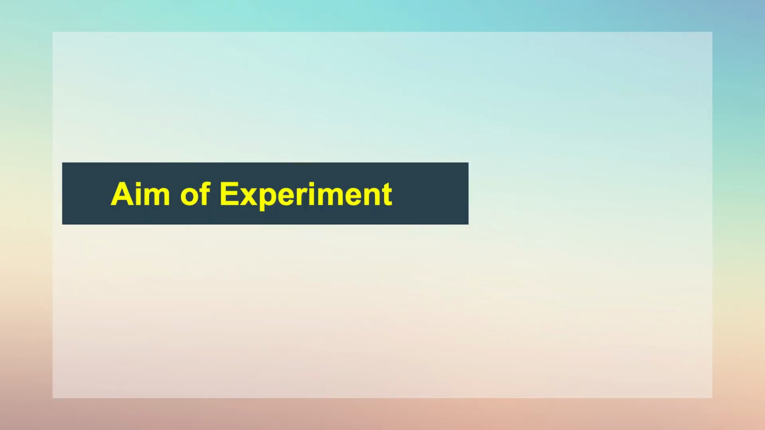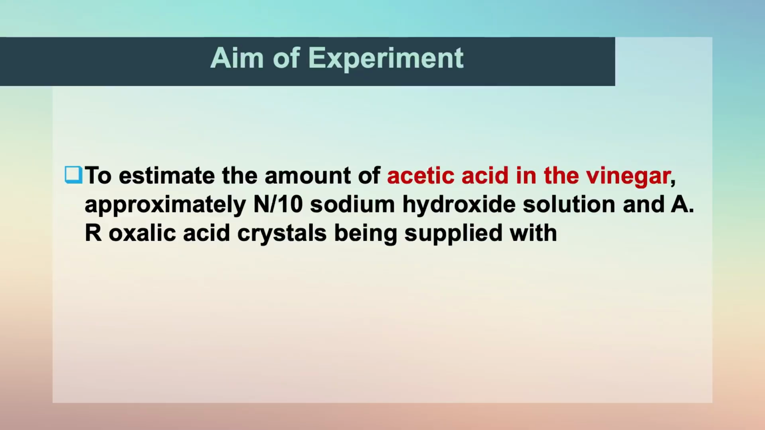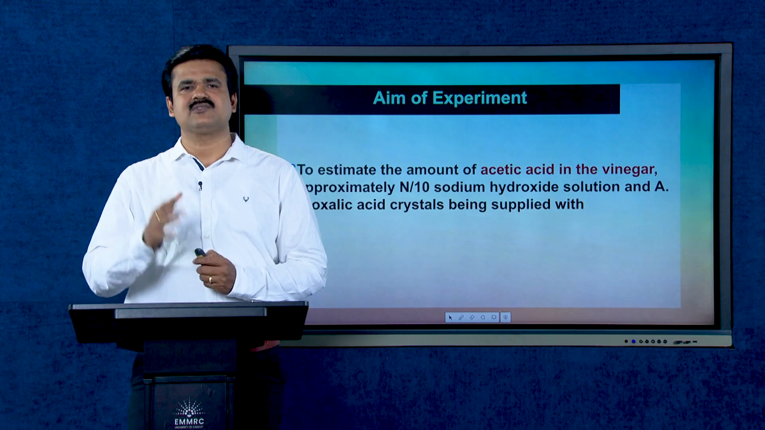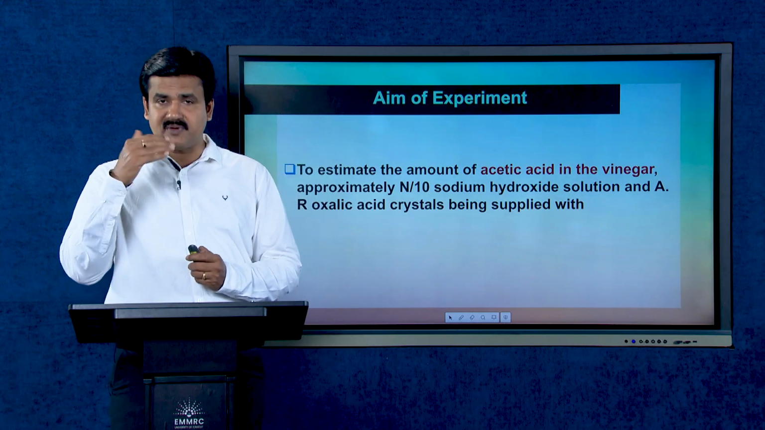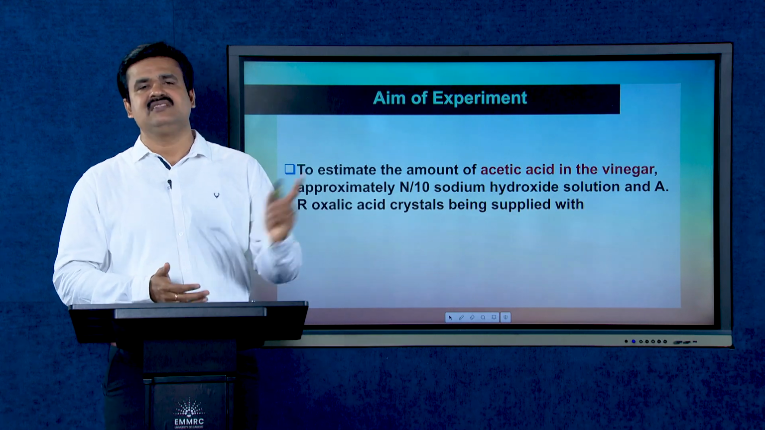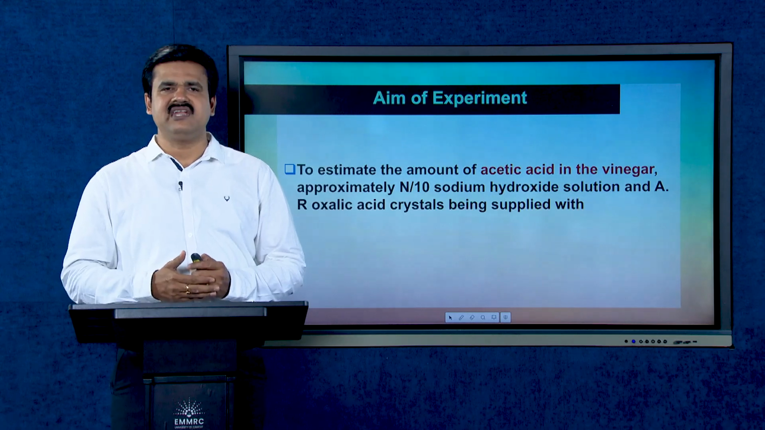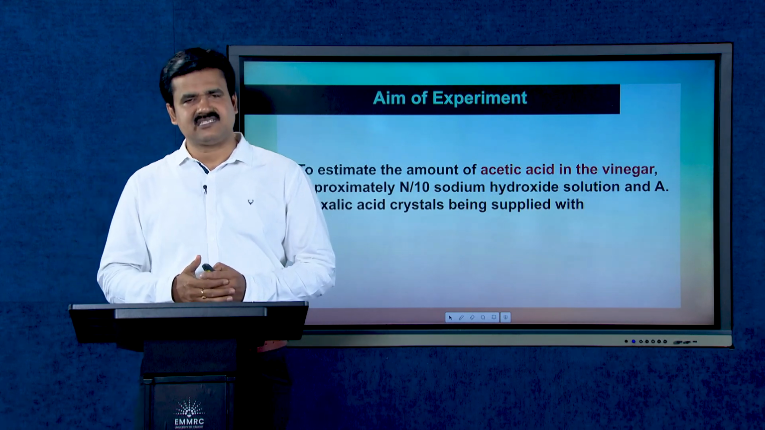Now, aim of the present experiment. The aim of the experiment is very clear to you, that is to estimate the amount of acetic acid in the vinegar, and for this experiment, you are provided with N/10 sodium hydroxide solution and AR oxalic acid crystals. So, these are the two important reagents to perform the estimation of acetic acid content in vinegar. The reagents are N/10, that is 0.1 normal sodium hydroxide solution, and AR oxalic acid crystals.